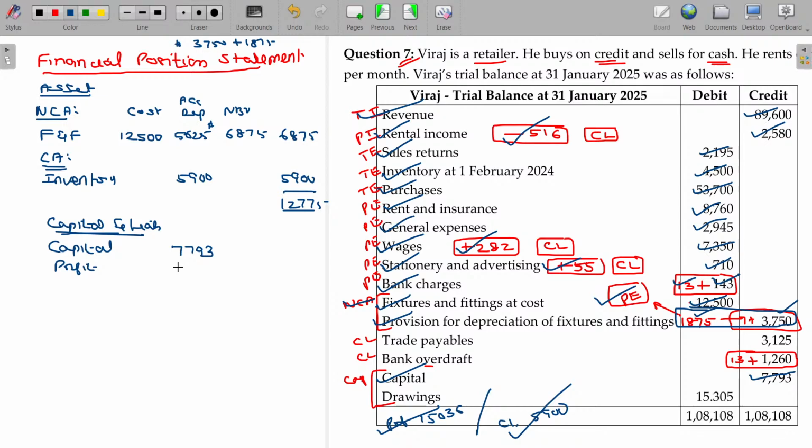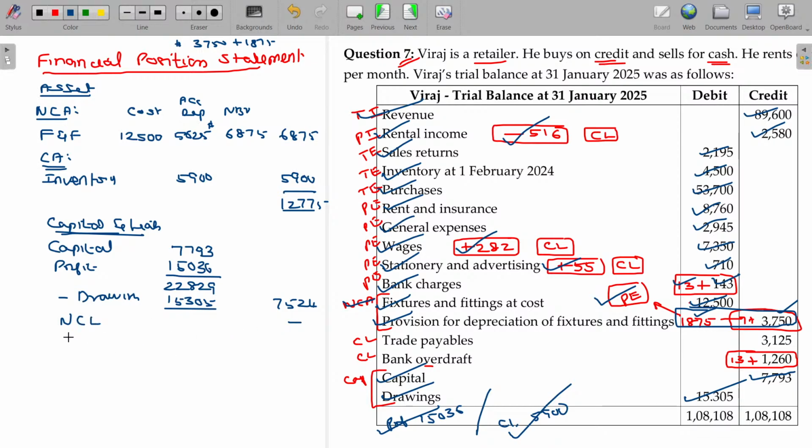Okay, 15,036. Then the total being 7793 plus 15,036, 22,829, less drawings. Drawings here being 15,305. So minus 15,305, then it will be 7,524. And do we have any non-current liabilities?